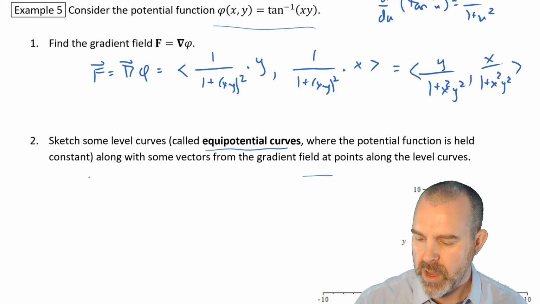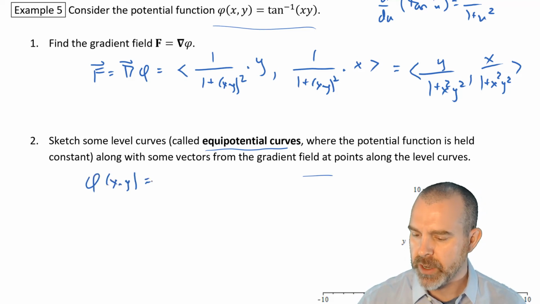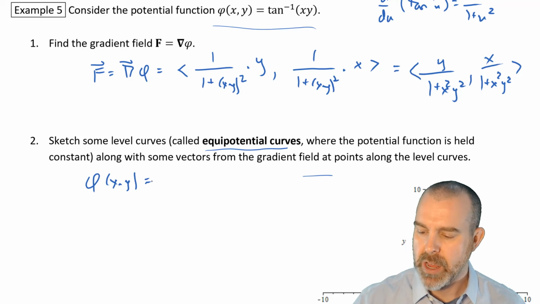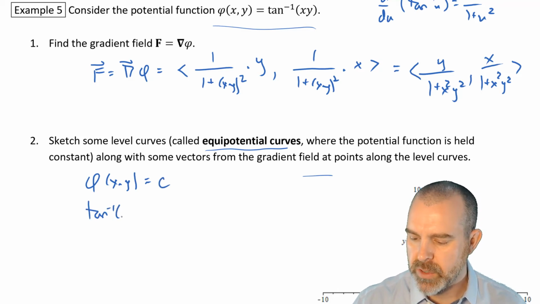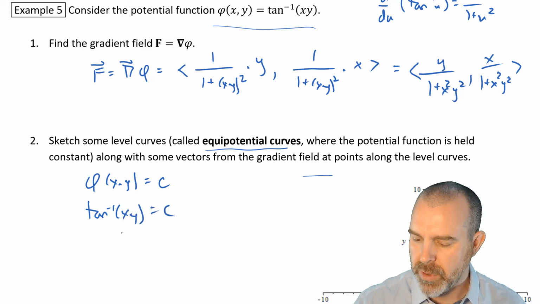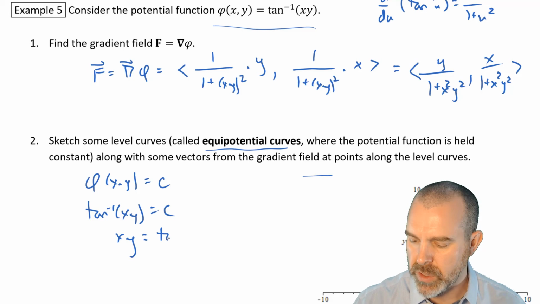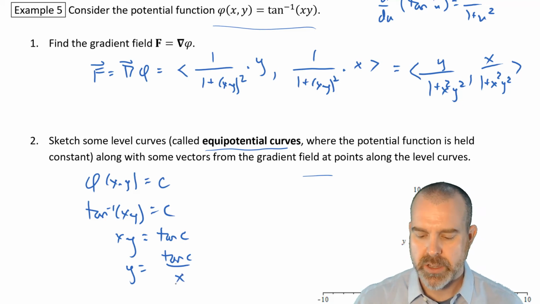So the level curve, the equipotential curve, I don't know which pronunciation is correct, would be when that phi function is equal to a constant. So that's the inverse tangent of xy is equal to a constant. Let's take the tangent of both sides. xy is equal to tangent of c, and then y will be equal to tangent of c over x.